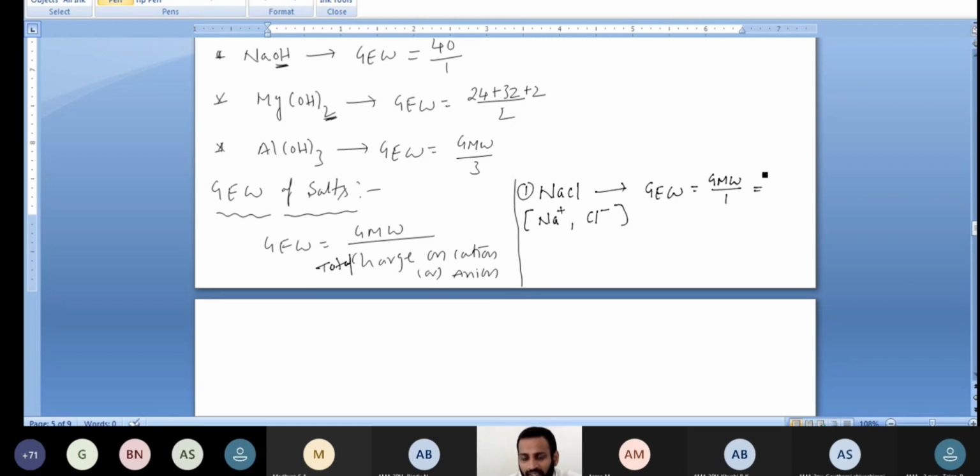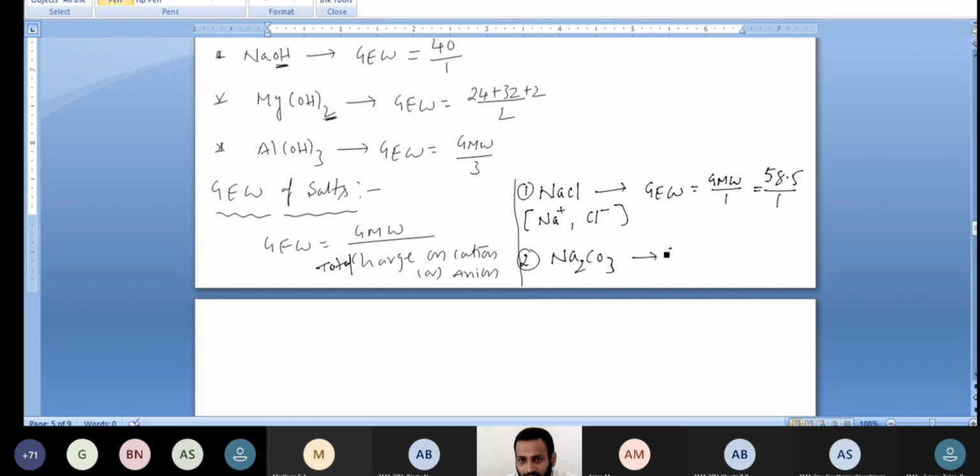So the gram molecular weight of NaCl will be sodium 23 plus chlorine 35.5, which is 58.5. Why is it 58.5, understood? Sodium is 23 and chlorine is 35.5. So like that you can consider. Next, if you see Na2CO3.